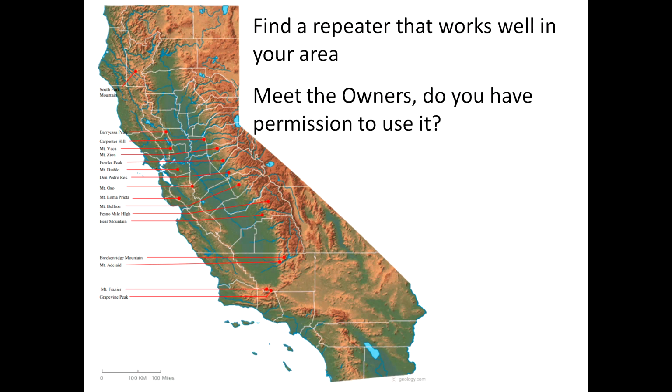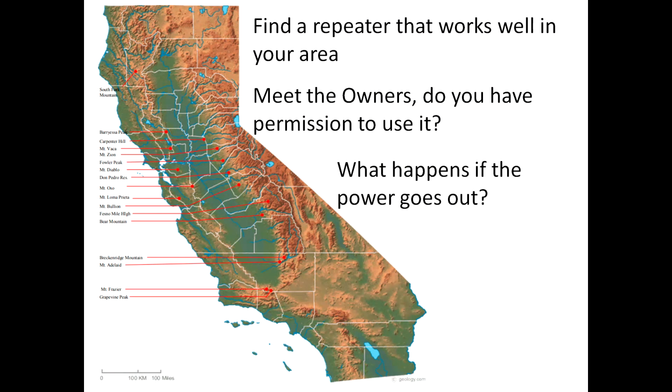So find the repeater that works well in your area. Meet the owners of the repeater. Do you have permission to use it? Maybe you live in an area where you found a repeater that works really well and you told your CERT team, this is the repeater we're going to use. But maybe the person that owns the repeater hasn't given you permission to use that for your CERT group. I would recommend finding out, meeting that person, sitting down with them, and seeing if that's okay.